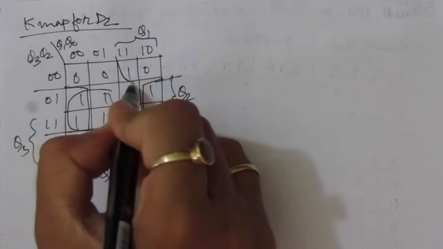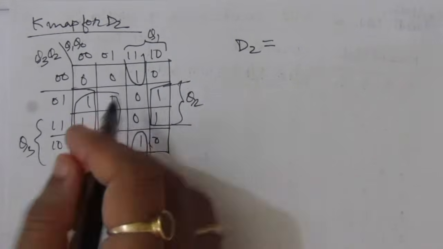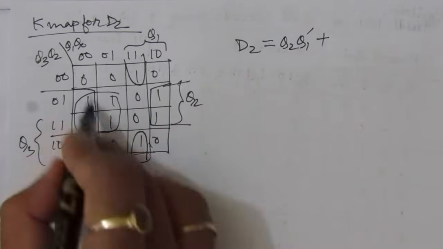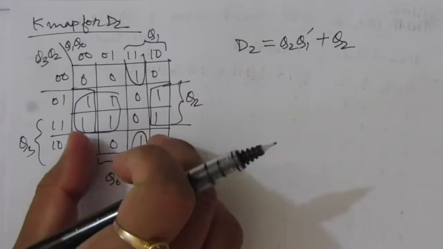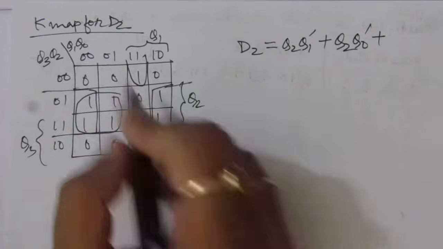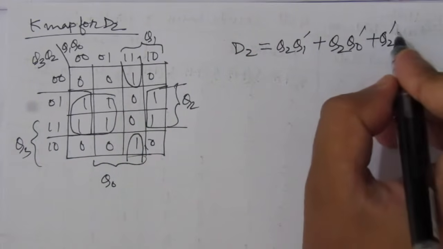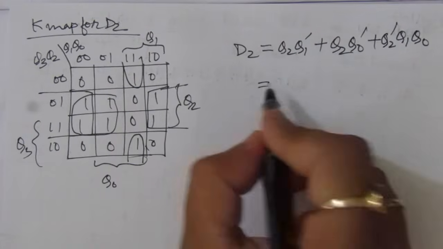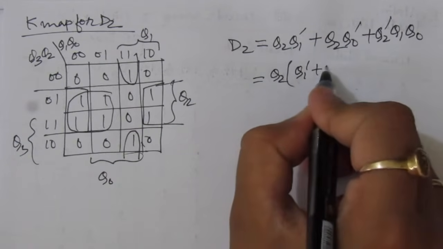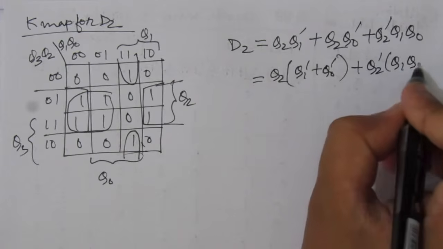So suppose this will be one term, this will be second term, okay, and then the next term will be this one. So d2 is equal to, from this term we'll get q2, and from this side we'll get q1 bar, q2 q1 bar, plus from this term we'll get q2, from these two columns we'll get q0 bar, plus from this term we'll get q1 q0, and from these two rows we'll get q2 bar, so q2 bar q1 q0.